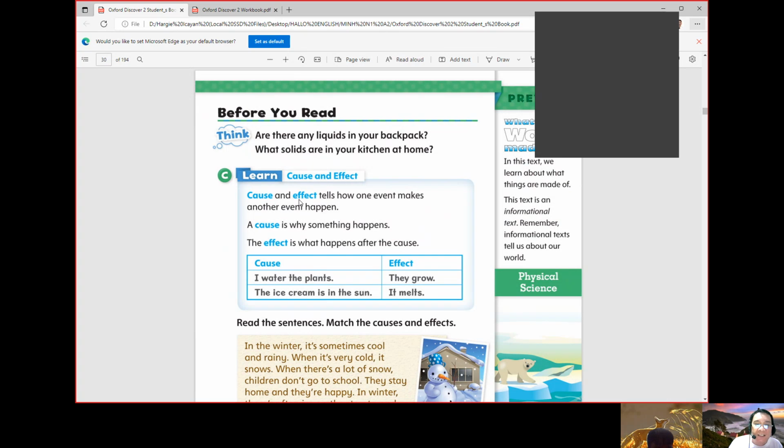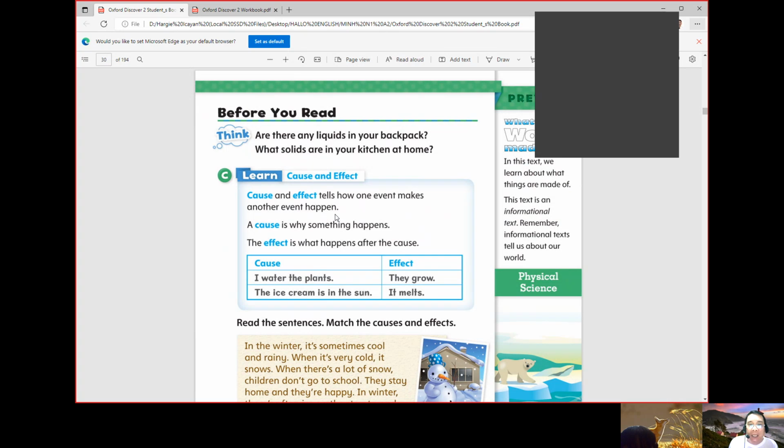Okay, now this time we are going to study cause and effect. So when we say cause and effect, Min, can you continue reading this? Cause and effect tells how an event makes another event happen. Yes, so cause and effect tells how one event makes another event happen. That means there would be the cause and there would be the effect. That means if you do this one, the result of that would be the effect, right?